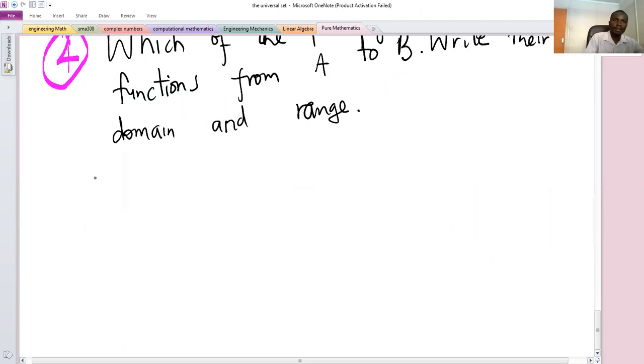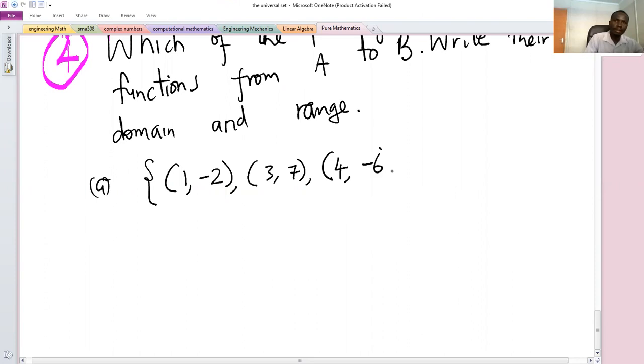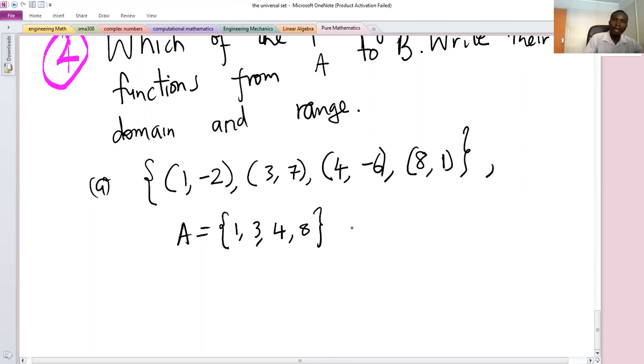So part A, we were given the relation (1, -2), (3, 7), (4, -6), and then we have (8, 1). And then we have been told that the set A has elements 1, 3, 4, and 8, and set B has elements -2, 7, -6, 1, and 2.